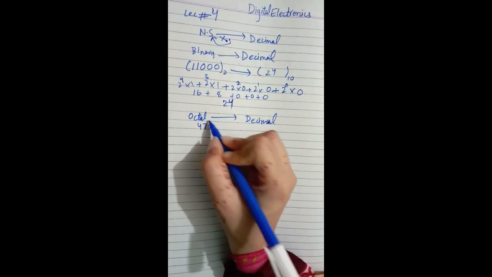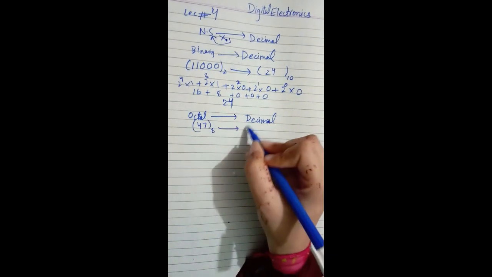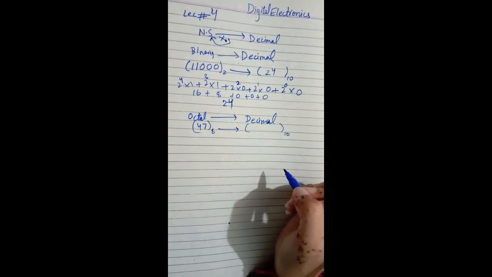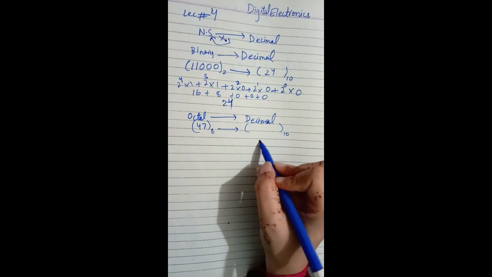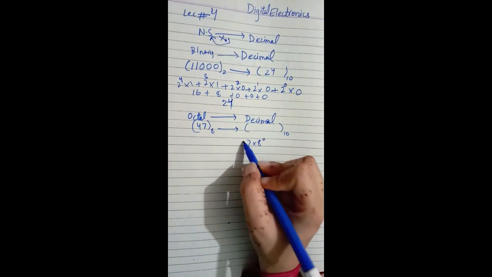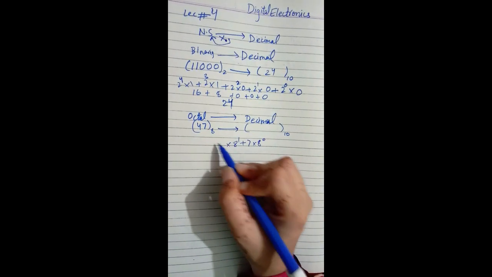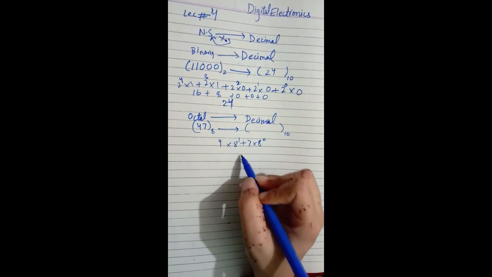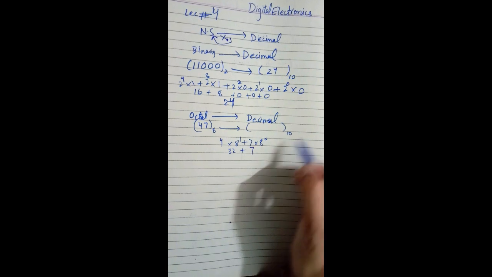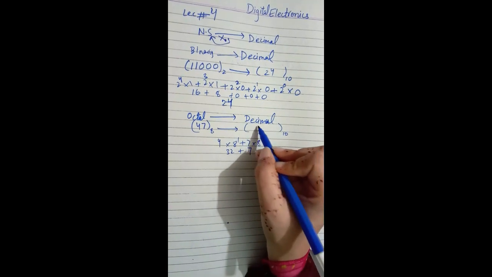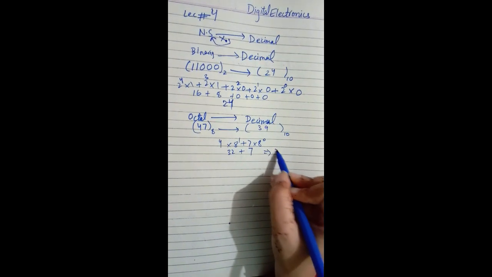We will take the number 47 in octal and convert it to decimal with base 10. So 8 raised to power 0 multiplied by 7, plus 8 raised to power 1 multiplied by 4. That is 32 plus 7, and the answer we have is 39. Final answer is 39 with base 10.